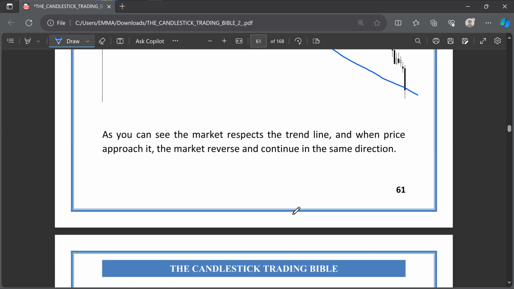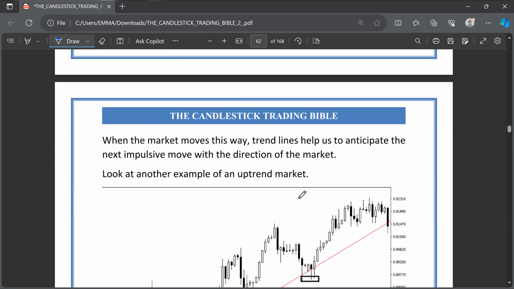When price approaches it, the market reverses and continues in the same direction. The market was moving up, and when it gets to the upper level, it comes down and moves back in that direction. When the market moves in this way, trend lines help us to anticipate. We can guess the next impulsive move with the direction of the market. Now we have another look. This is an uptrend.